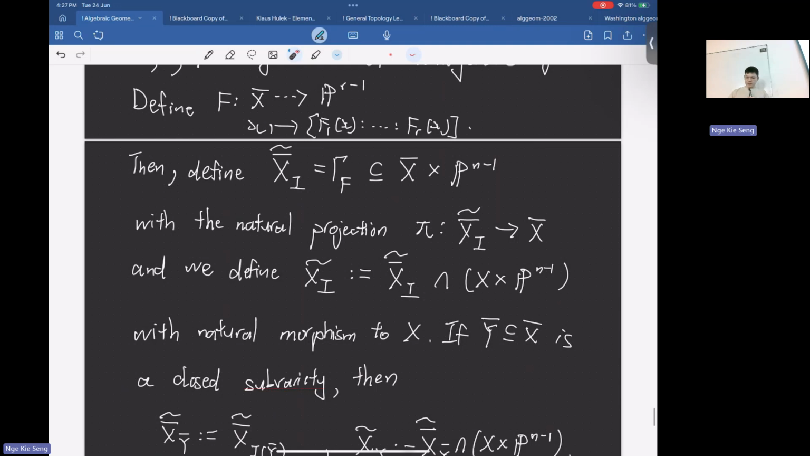And then you will look at the intersection between the blow up with the original X cross P minus 1 here. Okay, so you blow up the closure and then you go back and look for your open set. Okay, does it make sense?